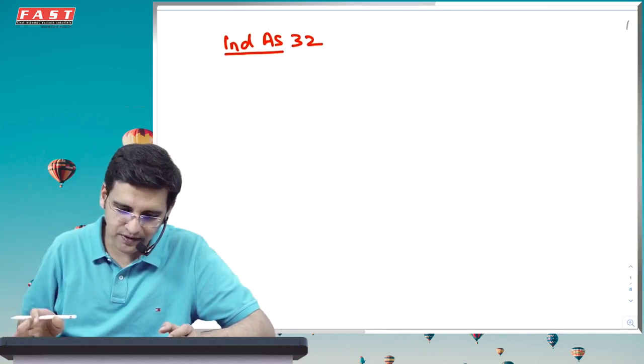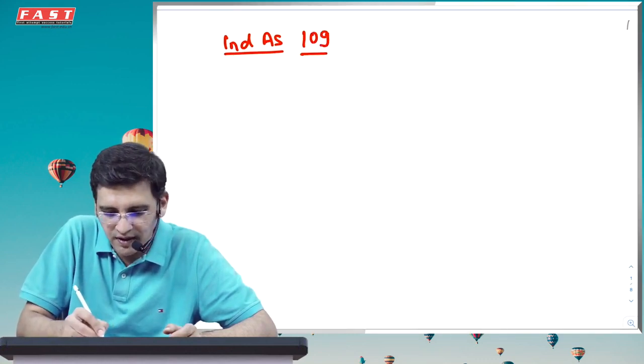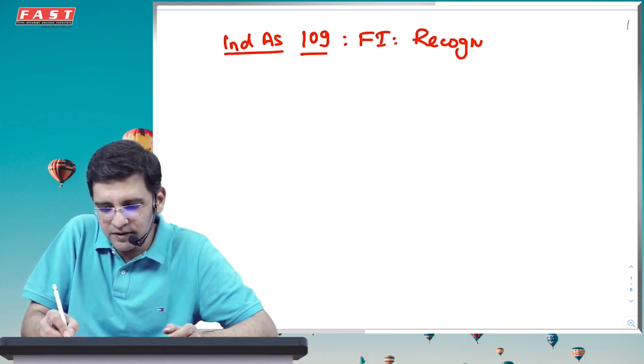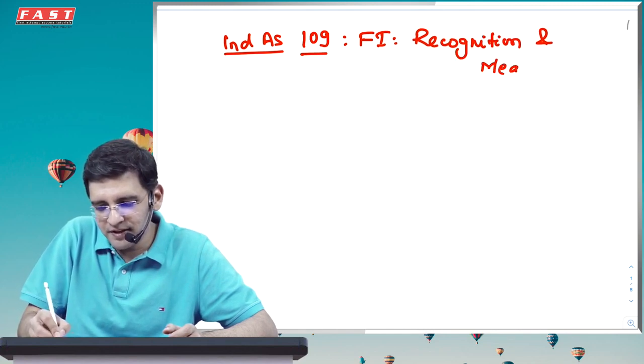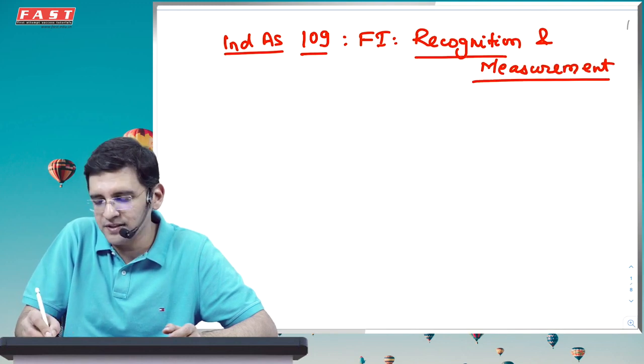However, what we are going to discuss here is not Ind AS 32. That is something which we have already covered. This video is on Ind AS 109, which is financial instruments, recognition and measurement. From the name you should understand that recognition and measurement means the entire accounting will be covered in this Ind AS.